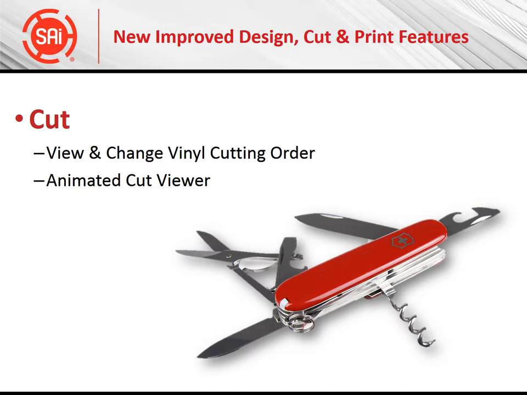Cool stuff too in the cut side of Flexi. And by that, what I really mean is in Flexi, you can now preview and change the vinyl cutting order, which is really nice. It allows you to see how the vinyl cutter is going to actually run. You can then manually, or using the wizard within Design Central, change the cutting order so that it's the best way for your particular cutter. And you can see a preview of that before you ever send anything to the cutter. So this is a great new feature. Let me show you exactly how it works.